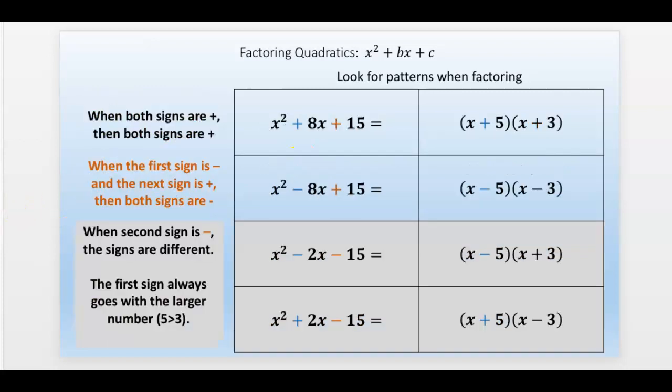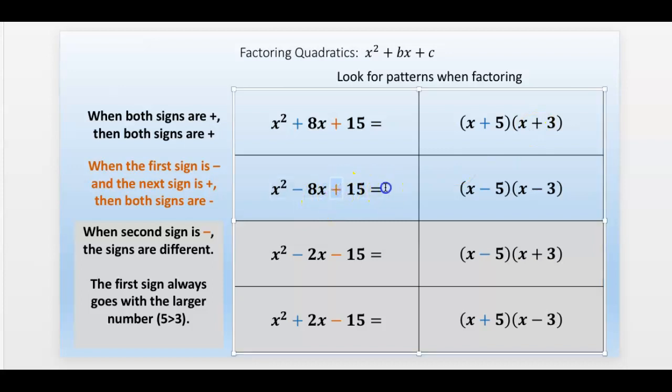Let's look at the next one. Again, this is what you're going to be asked to do: they will give you a quadratic, and you have to factor it. If the signs are the same, if the signs are both plus, the signs in our answer are both plus. If this is plus 15 right there, but there is a minus sign in front of the middle term, that means both the signs in our answer are negative.